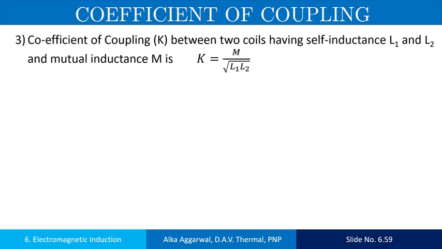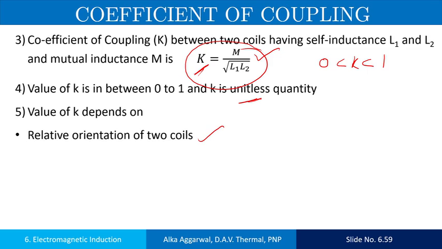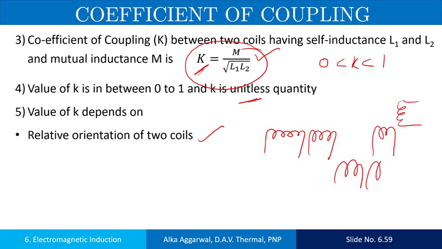Now we discuss the coefficient of coupling. There are two coils whose self-inductances are L1 and L2, and the mutual inductance between the two coils is M. Then the coefficient of coupling, termed K, is written in this way. The value of K varies between 0 and 1, and K is a unitless quantity. The value of K depends on the relative orientation of the two coils. The two coils are placed in this way, and in this way, and like this.